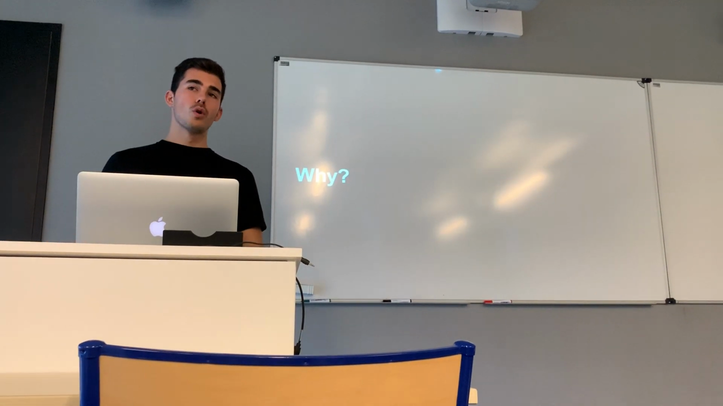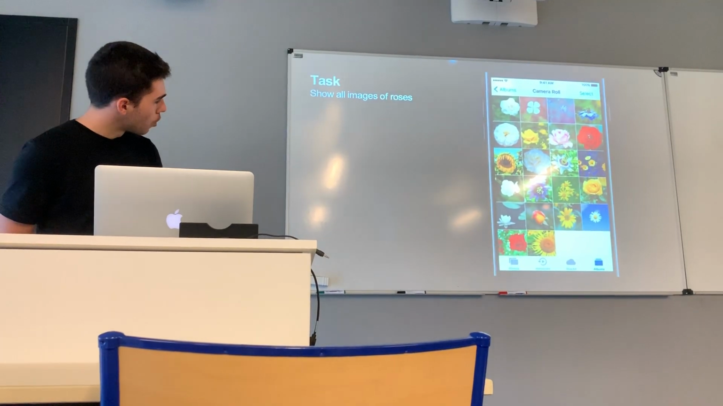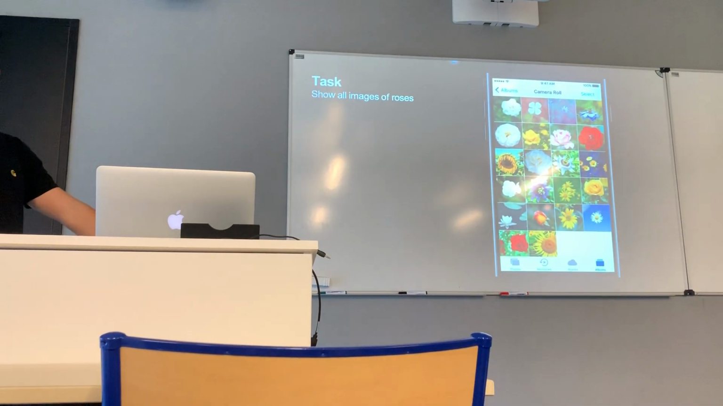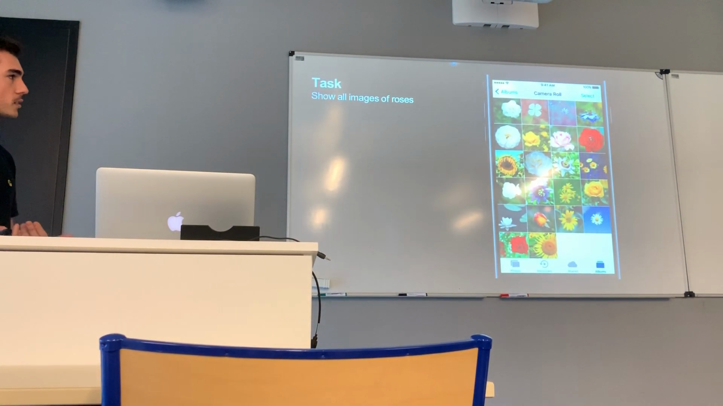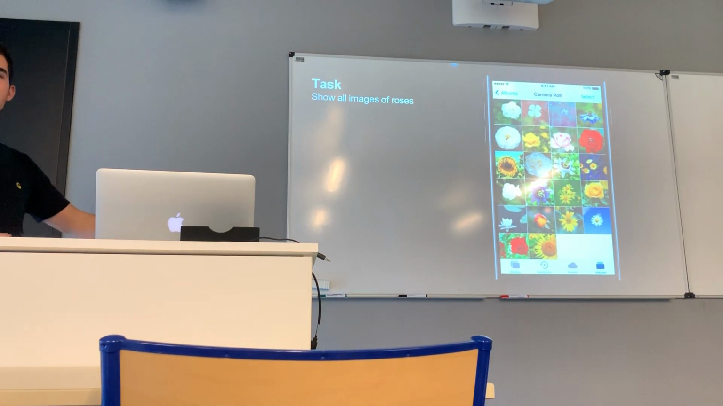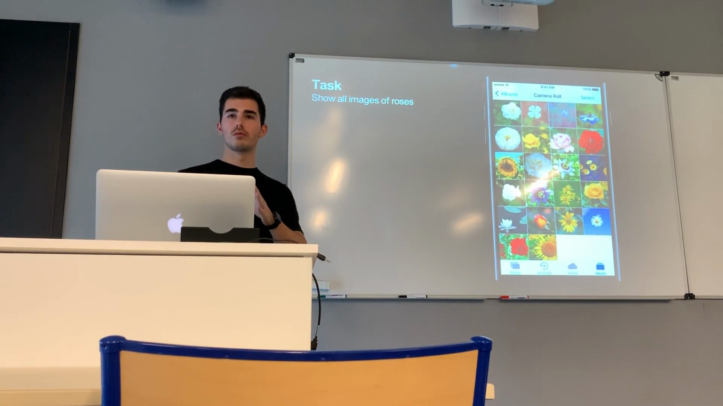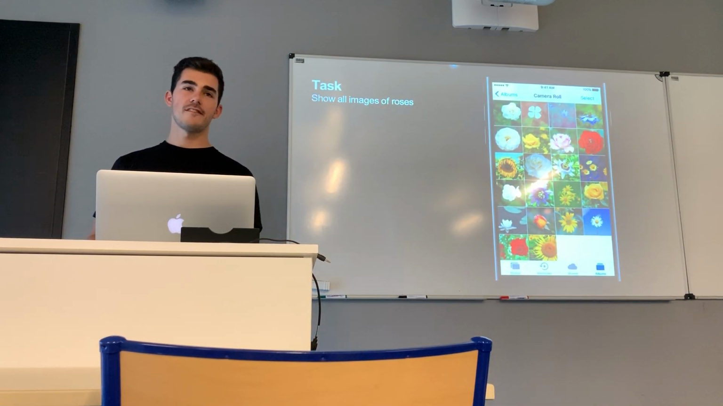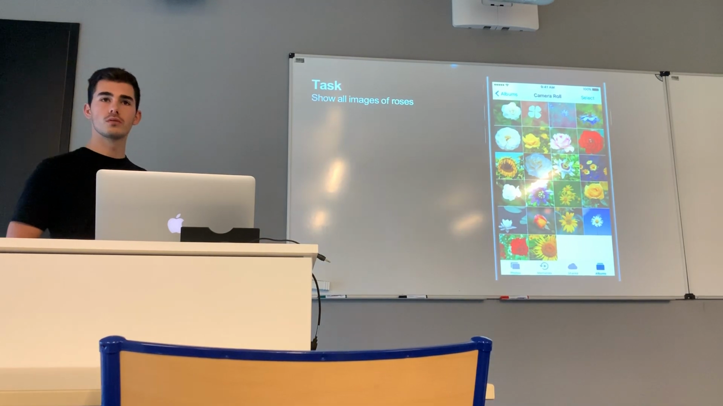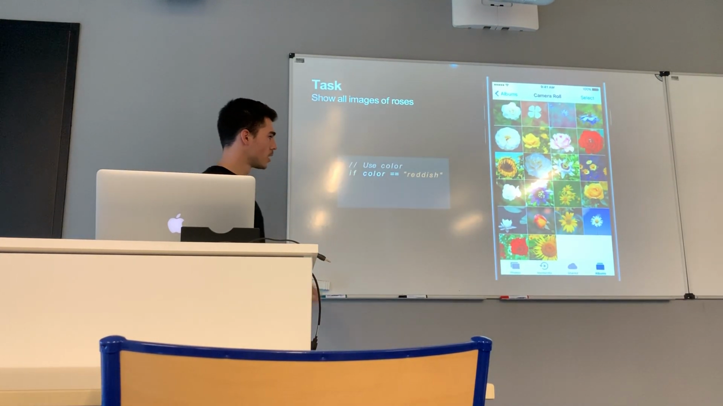Why? I will go through a simple example. So my task here, and you will see that there are similar ones, is I want to show all the images representing roses. Suppose that machine learning doesn't exist, if I want to do it by code, what I would do, and this is actually what I imagine, I would do this.